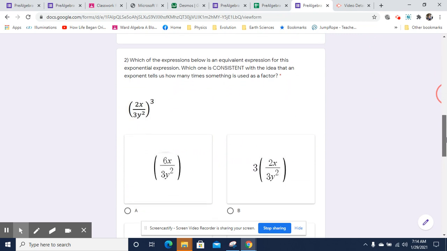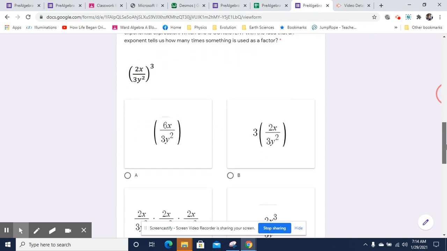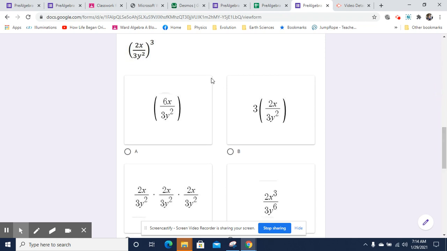Let's go to number 2, which is again similar. We've got a similar situation. We've got this expression, 2x over 3y squared raised to the 3rd power. So which one of these is consistent? The only one that is actually consistent is this one here, because we're simply saying 2x over 3y squared is being used as a factor 1, 2, 3 times.